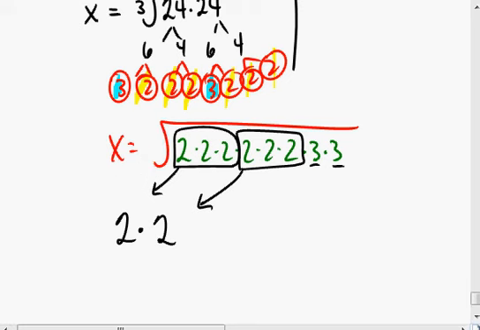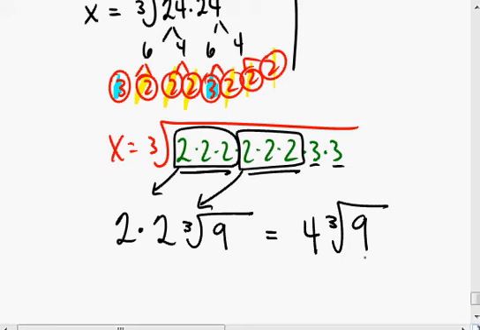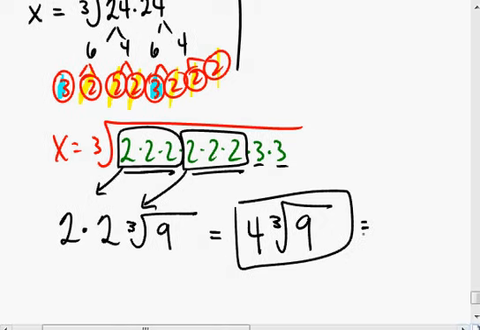So the simplified version of this is 4 outside, cubed root of 3 times 3, 9 inside, or 4 cubed root of 9. That's the simplified version of the answer. If you wanted to write that in exponential form, it'd be 4 times 9 to the 1/3.